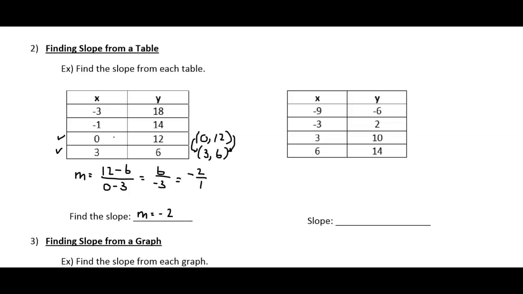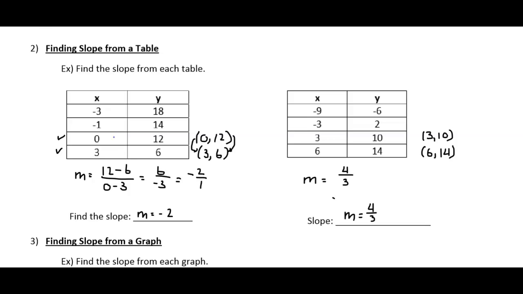Okay, I want you to try this one. Pick any 2 points and go from there. This is what you should get. And notice we get right here, you don't actually have to reduce anything. So m is 4/3. Okay.